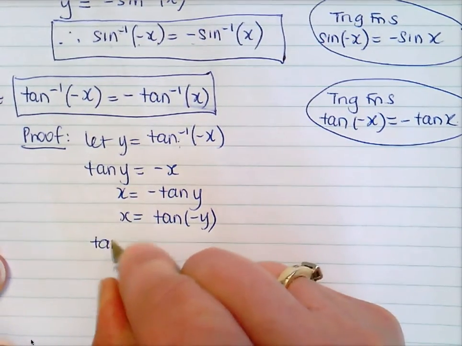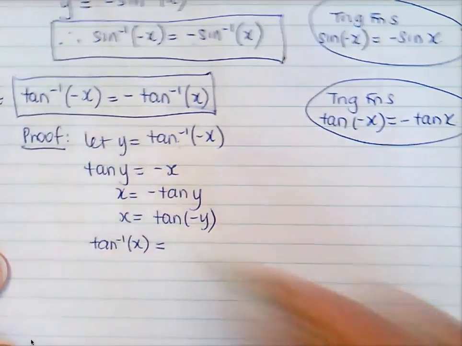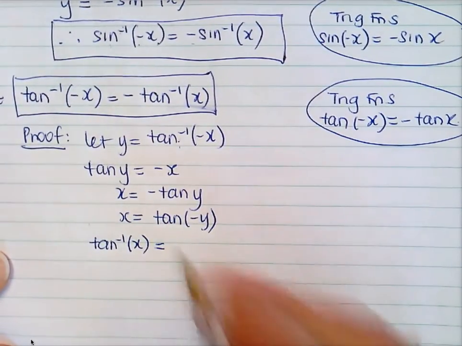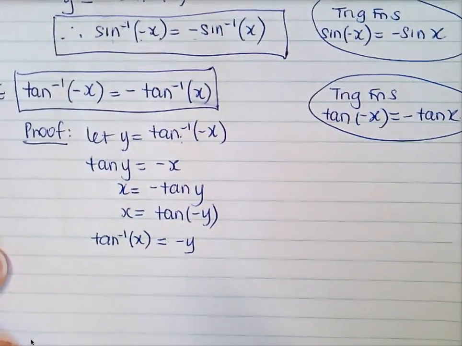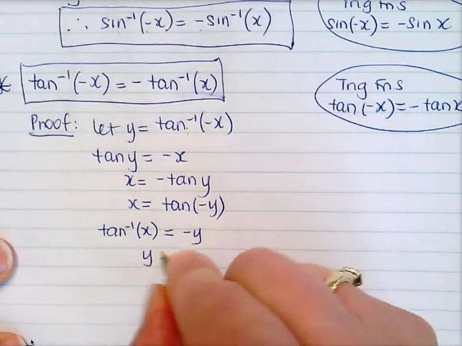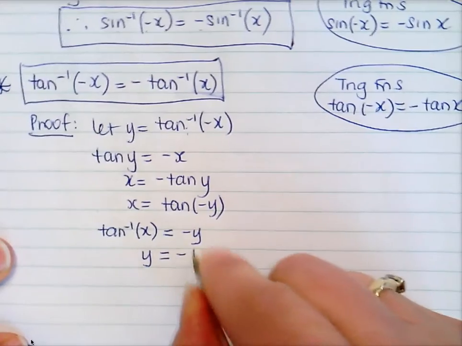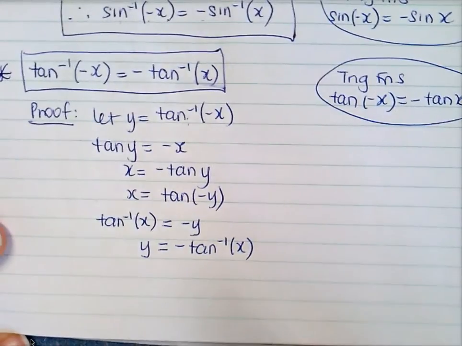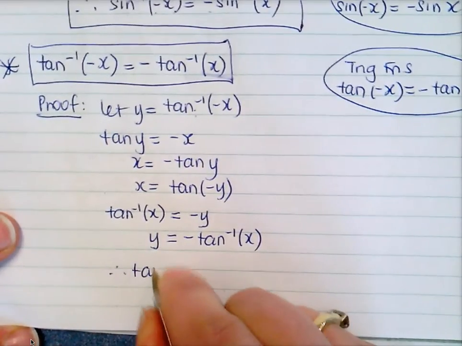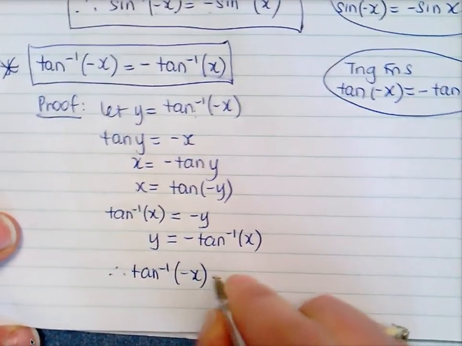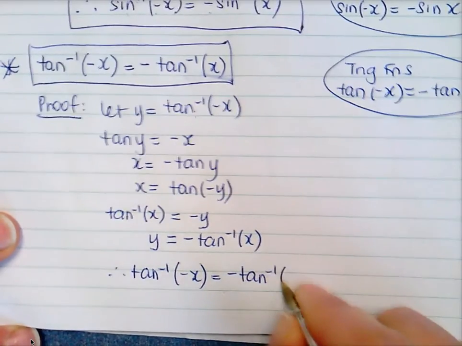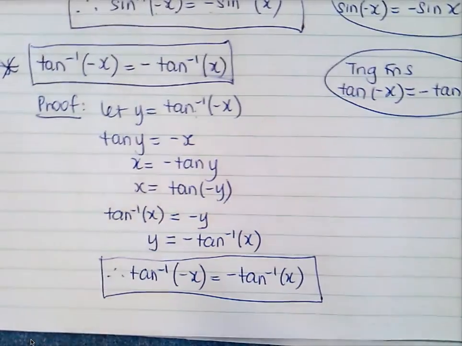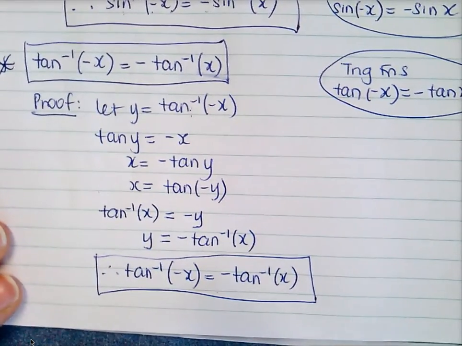So inverse tan of x is, taking that basically, is what? Negative y. What am I going to do next? Make y the subject, swap sides. Negative inverse tan of x. That's proven. So therefore, the inverse tan of negative x equals negative inverse tan of x. Same as the normal function, the same property holds for the inverse function.